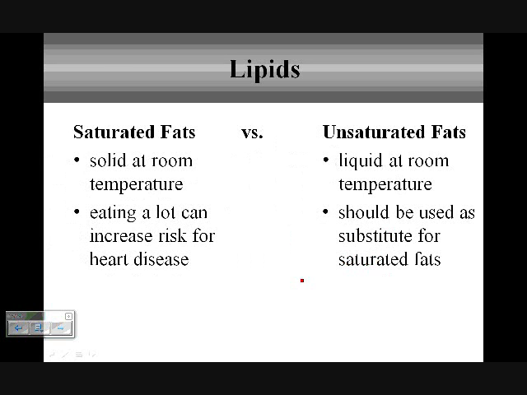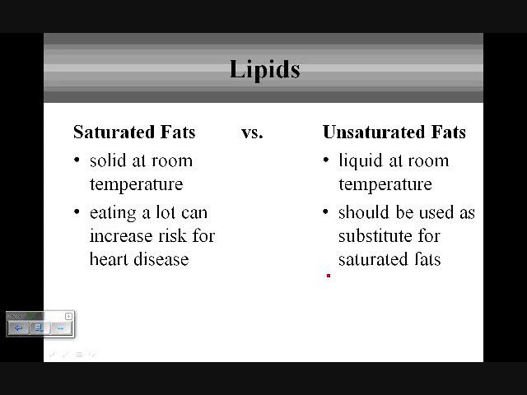So that's saturated versus unsaturated fats. Saturated fats are going to be the solids at room temperature, and unsaturated are going to be liquid at room temperature. Those solids, if you eat a lot of them, those saturated fats, they're going to increase your risk for heart disease, while unsaturated fats tend to be the healthier substitute.